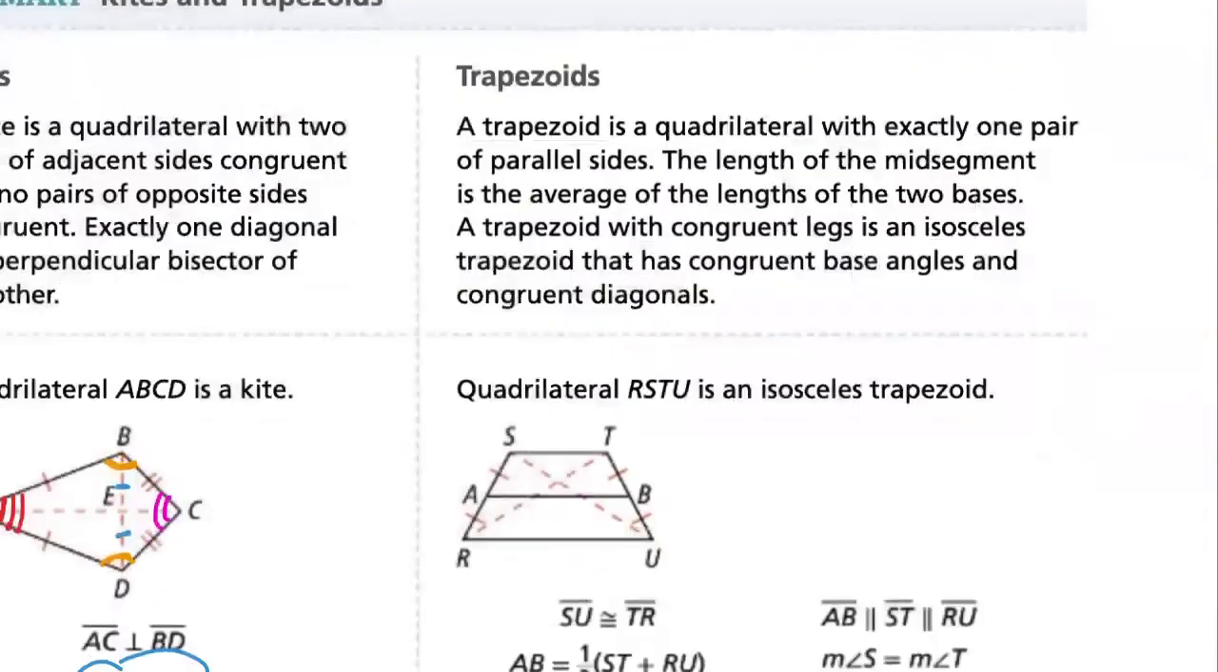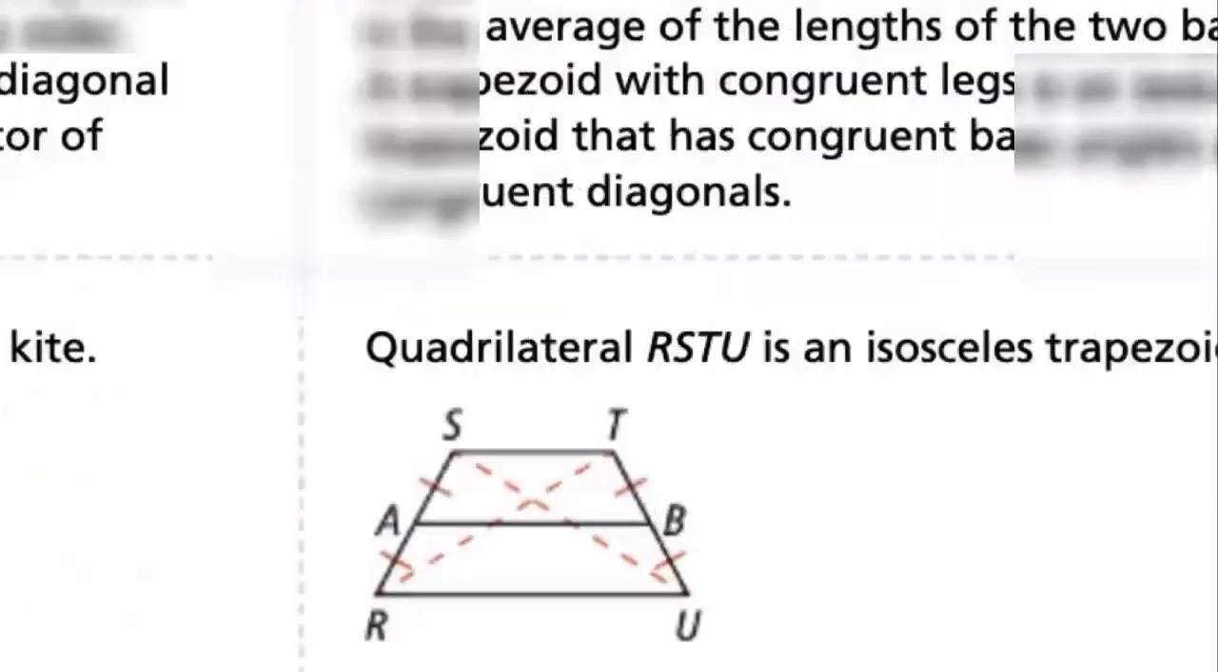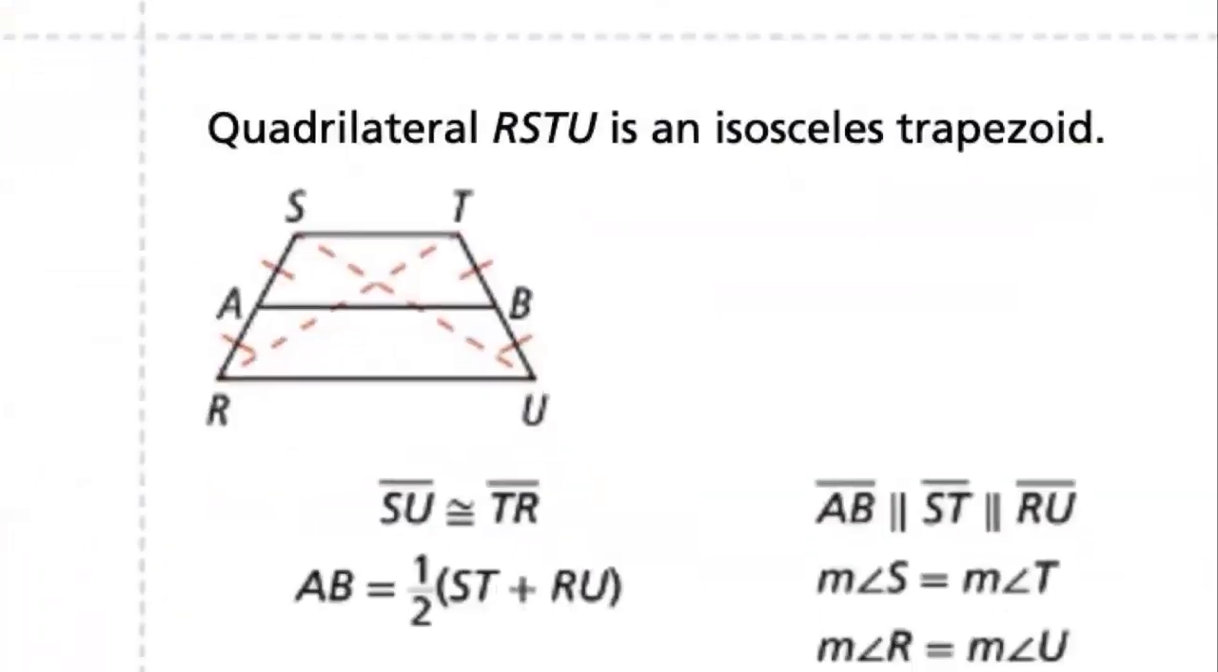The other figure is called a trapezoid. A trapezoid is a quadrilateral with exactly one pair of parallel sides. The length of the mid segment is the average of the lengths of the two bases. A trapezoid with congruent legs is an isosceles trapezoid that has congruent base angles and congruent diagonals. So this right here is an isosceles trapezoid.